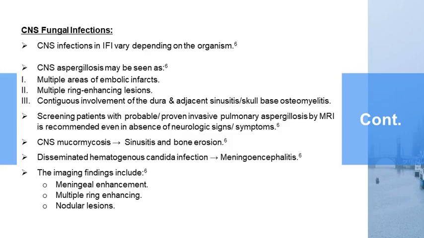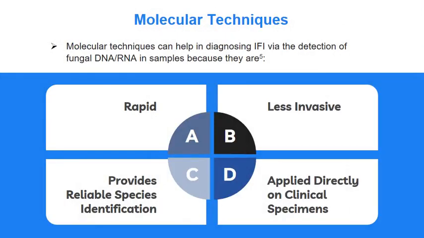Screening patients with probable and proven invasive pulmonary aspergillosis by magnetic resonance imaging of the brain is recommended even in the absence of neurologic signs or symptoms. Central nervous system mucormycosis is usually associated with sinusitis and bone erosion. Disseminated hematogenous candida infection may result in meningoencephalitis. The imaging findings include meningeal enhancement and multiple ring-enhancing or nodular lesions in the brain parenchyma.